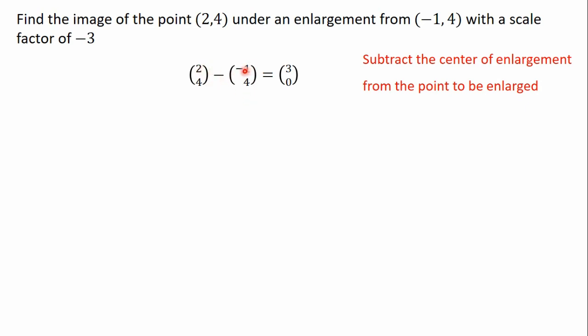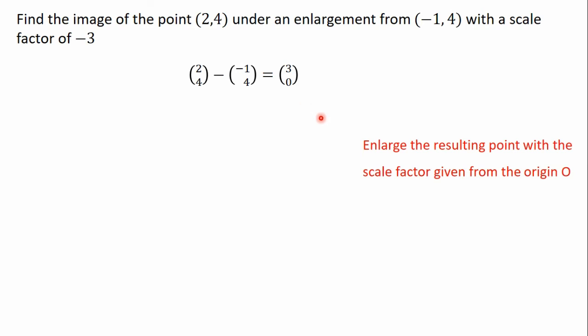2 minus minus 1, we know from algebra that will be 2 plus 1, and 2 plus 1 is 3. 4 minus 4 will give us 0. So after subtracting the center of enlargement from the point to be enlarged, we are having 3, 0 as the result. The next step says that we should enlarge the resulting point with the scale factor given from the origin.